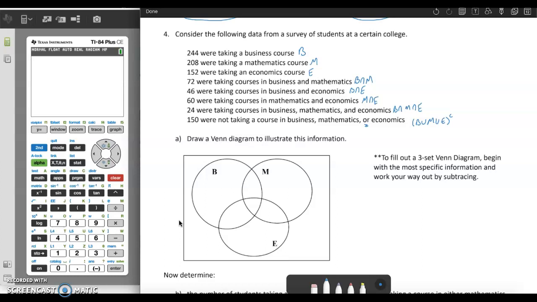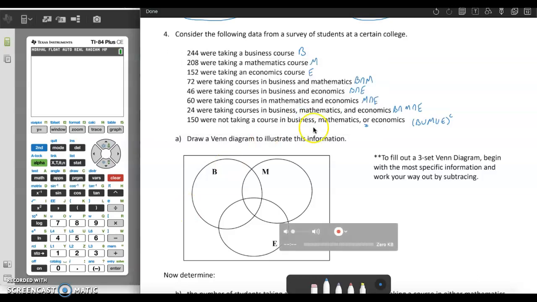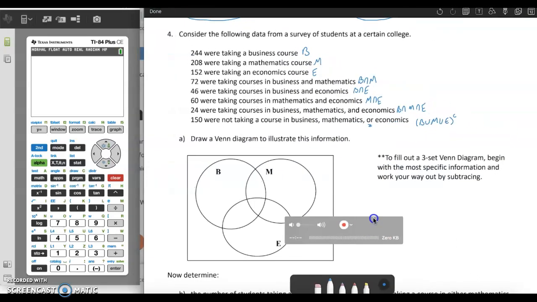So my tip to you is, anytime you're doing this, you want to basically work from the bottom up. You want to work from the most specific information that you have out by subtracting. So the very bottom one is a very specific place. If 150 students were not taking courses in business, math, or economics, they weren't taking any of these courses, then they would be the ones completely outside of all of the circles.